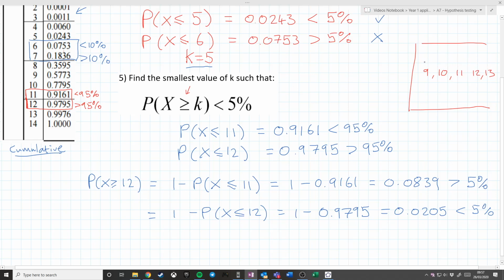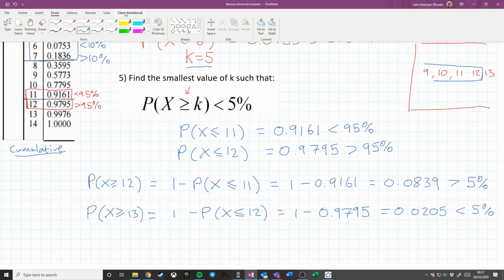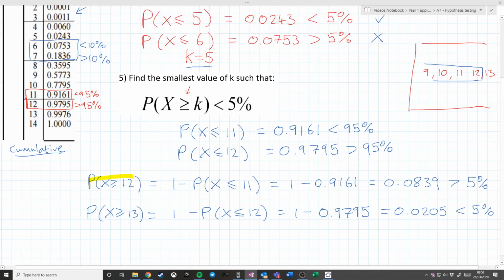Let's do that. The probability of x less than or equal to 12 is 1 minus the probability of x greater than or equal to 13. So that is the probability of x is greater than or equal to 13, and that's where our 13 comes in. So now, just look at the first bit and the bit over here.